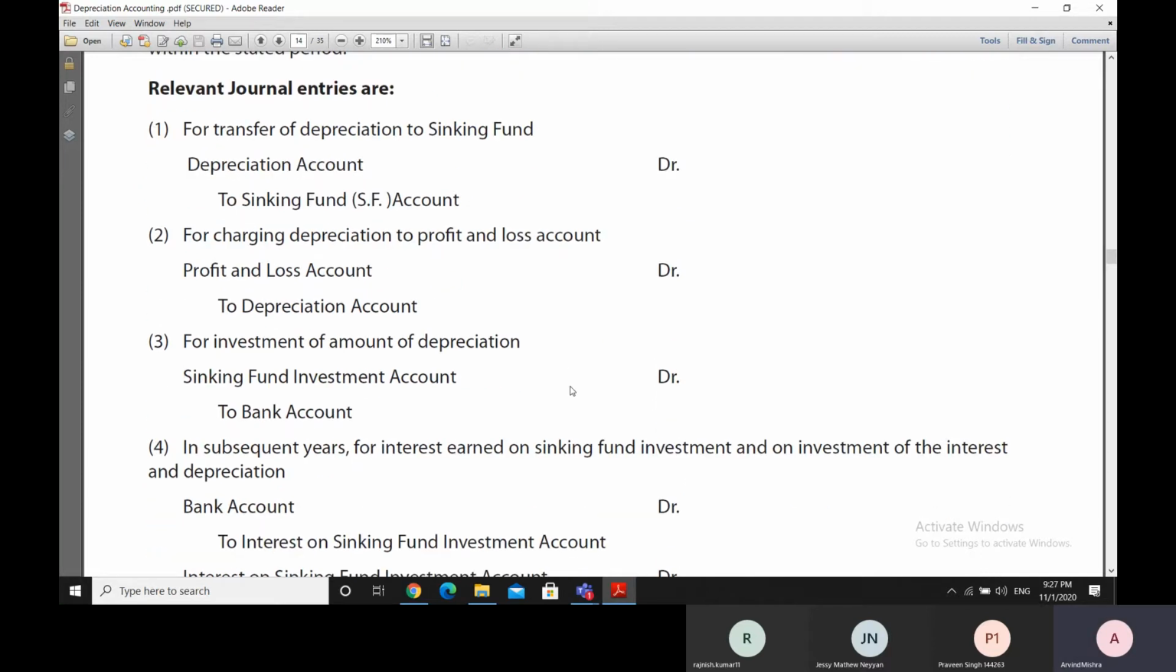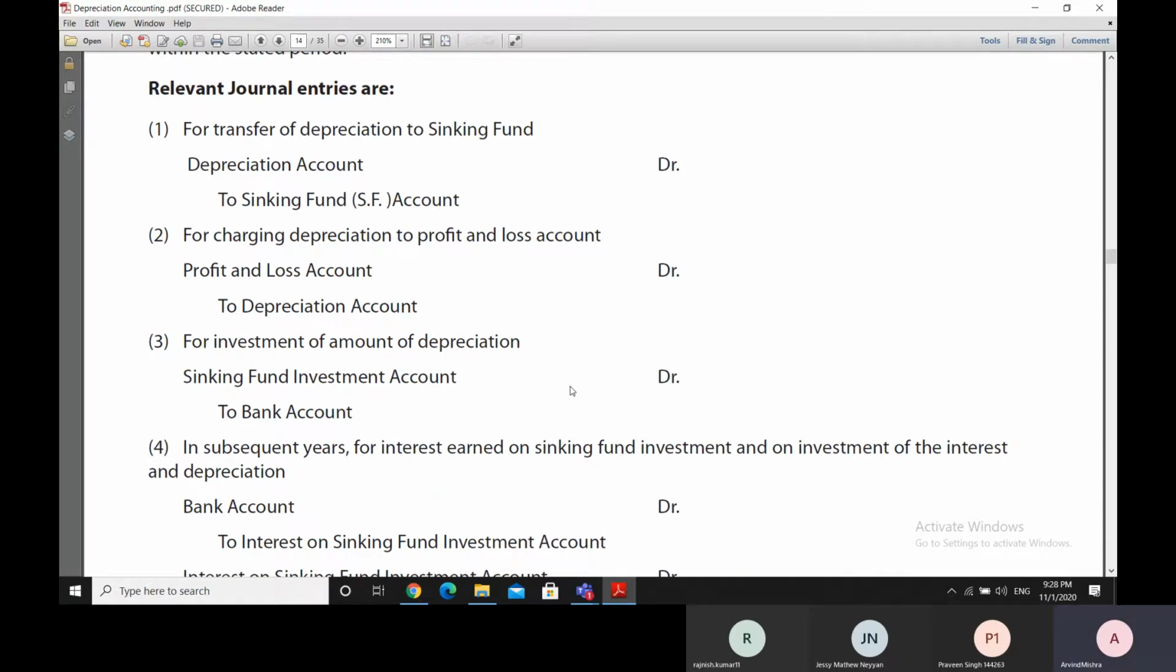Now, for the purpose of investment of the amount of depreciation into the government securities, what we do is that we credit the bank account and we debit the sinking fund investment account. Because here we are transferring the equivalent amount of money that is there in the sinking fund account from the bank account to a sinking fund investment account, from which we will invest into the government securities.